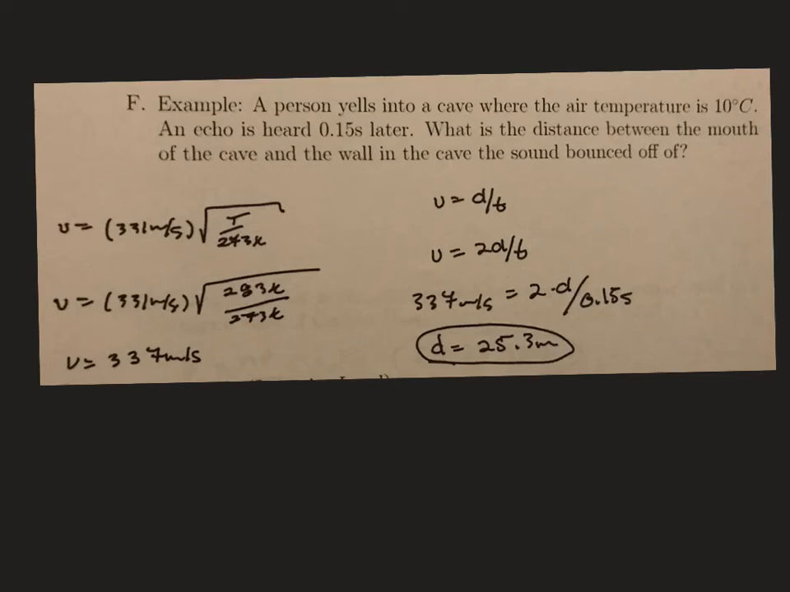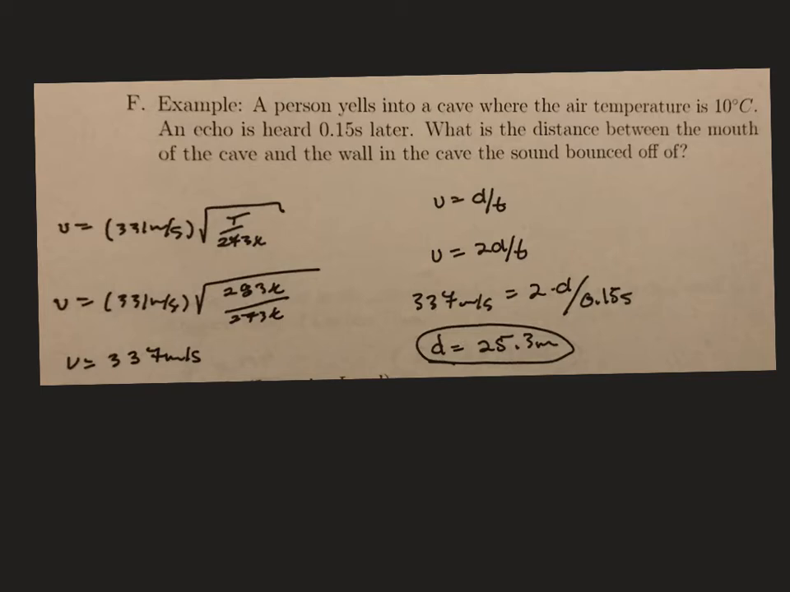In this video, we're looking at the example problem. A person yells into a cave where the air temperature is 10 degrees Celsius. An echo is heard 0.15 seconds later. What is the distance between the mouth of the cave and the wall in the cave the sound bounces off of? Alright, so we have a time and we want to find a distance.